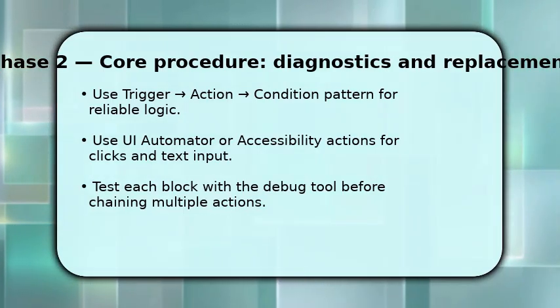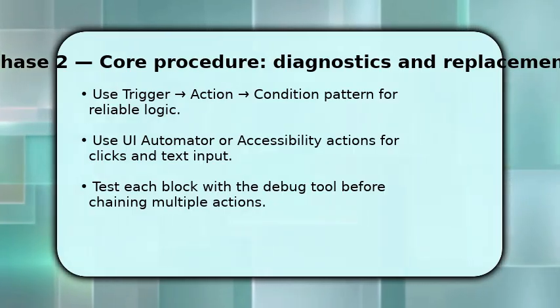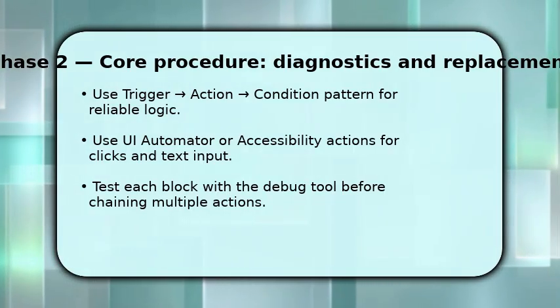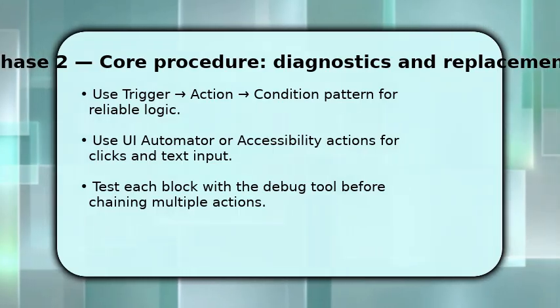This keeps logic predictable. Add UI Automator or accessibility actions to tap, input text, and read UI elements. These work when apps lack explicit APIs.